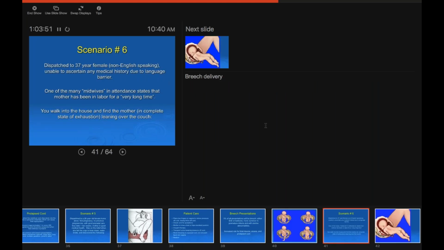All right. So Shelburne, you guys are up this time, right? Yes. Scenario number 6. Dispatch to a 37-year-old female, non-English speaking, unable to ascertain any medical history due to a language barrier. One of the many midwives in attendance states that the mother has been in labor for a very long time. You walk into the house, you find the mother in a complete state of exhaustion leaning over the couch. What do you do?